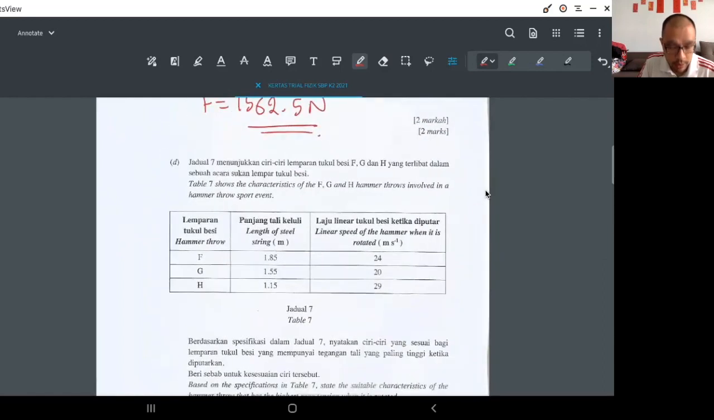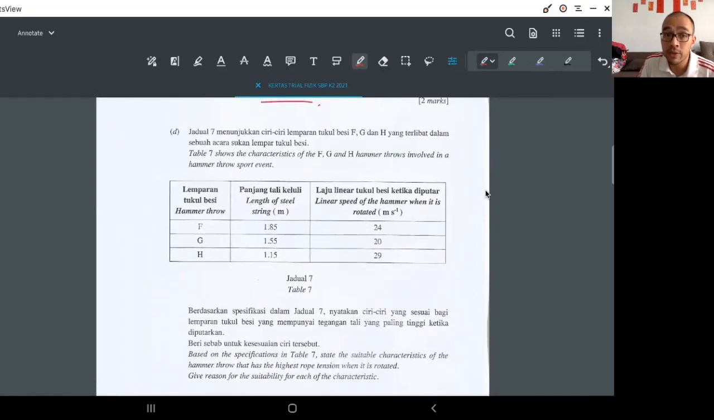Okay, this is question number 7. Question number 7 is membuat keputusan terbaik, making the best choice. So we need to analyze the table and so on and so forth. Based on the specifications in table 7, state the suitable characteristics of the hammer throw that has the highest rope tension when it is rotated. Okay, so let's take a look.